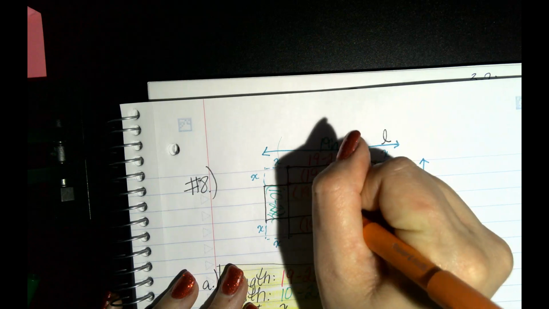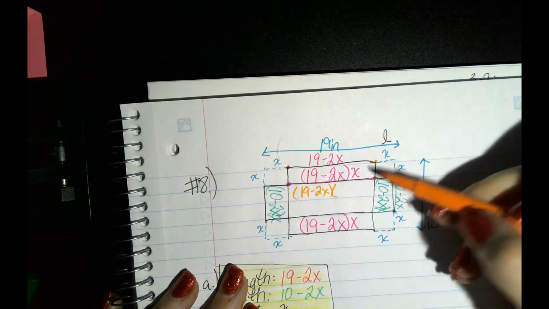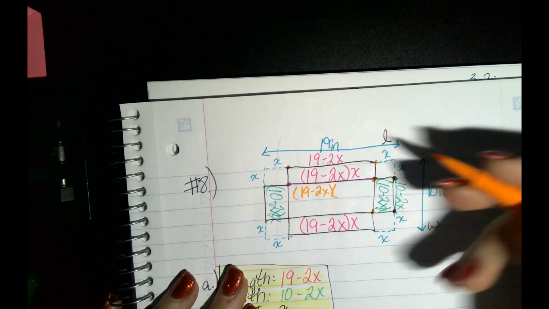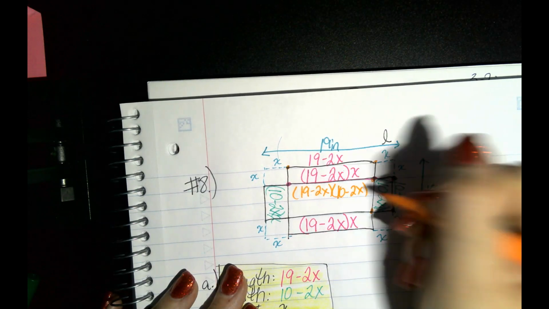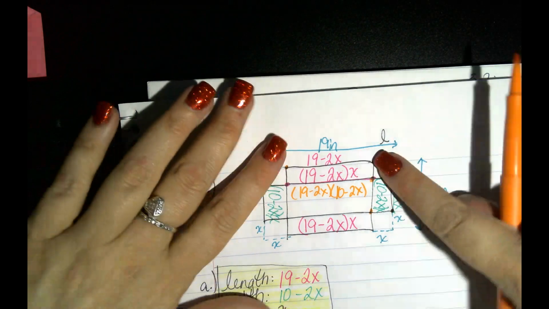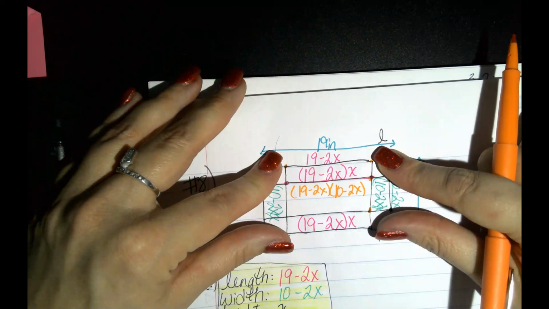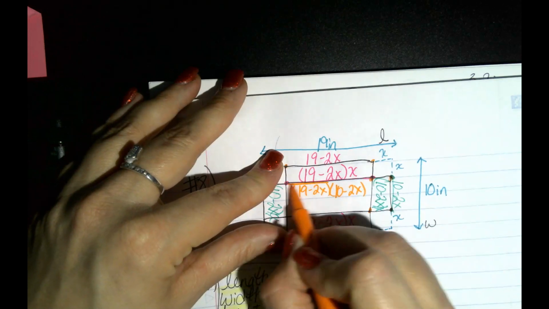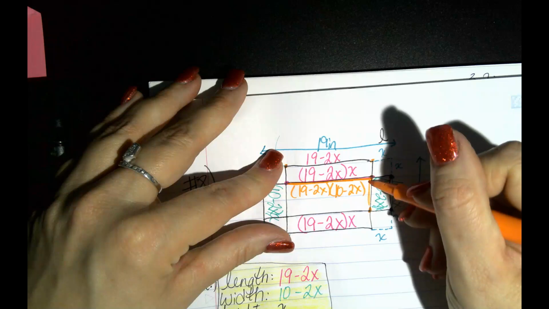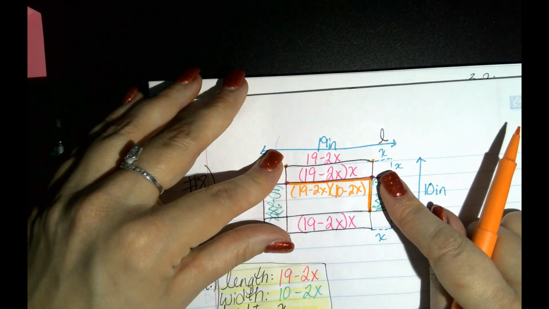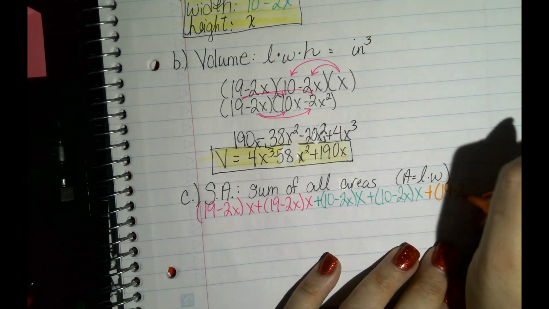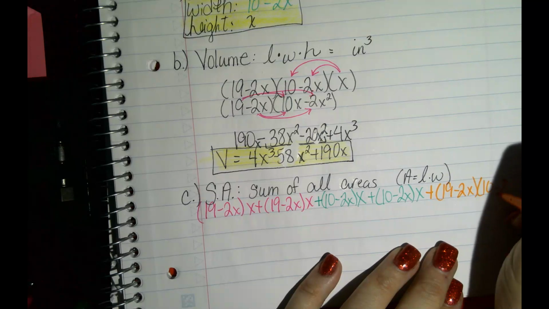So it's 19 minus 2x, and I'm going to multiply that by this corner to this corner, which is 10 minus 2x, because it doesn't include those extra x's there. It's just length times width. So I'll highlight it with this orange. It's this length times this width. So down here, plus 19 minus 2x times 10 minus 2x.